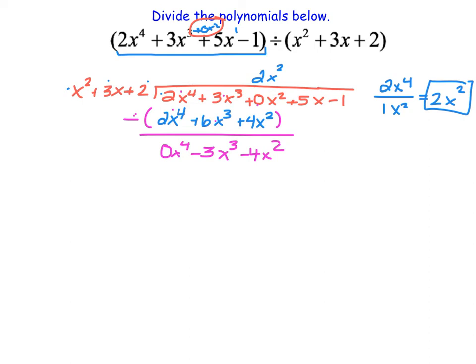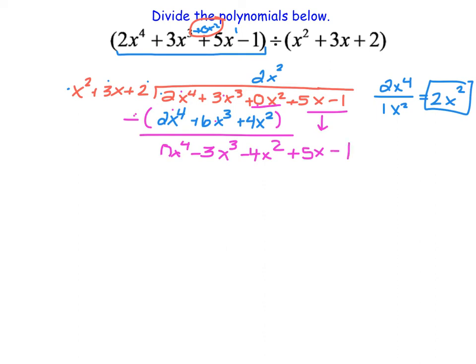So you can see where adding in this zeroed term right here was important because we had to deal with an x squared term in there. So that's why you always have to add in those missing exponents between the highest degree and the lowest degree. Now, from here, we're just going to bring the rest of this problem down. So we now have plus 5x minus 1.